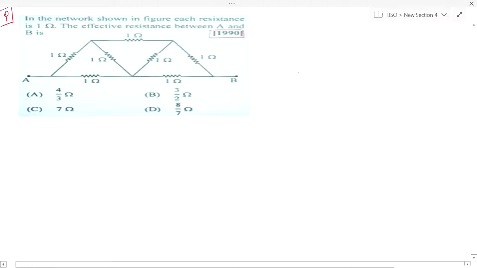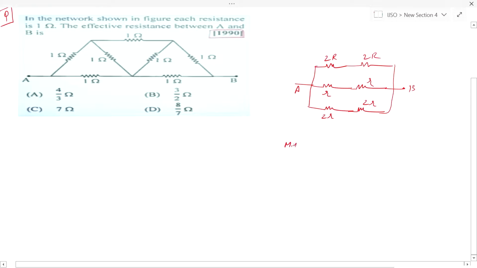Suppose, okay, let me explain you one concept. You can do it this way also. So there is a new method. Suppose this resistance is 2R, 2R, R, again this is 2R. Here suppose it's R, and suppose this point is B. Okay, so now what is the concept?